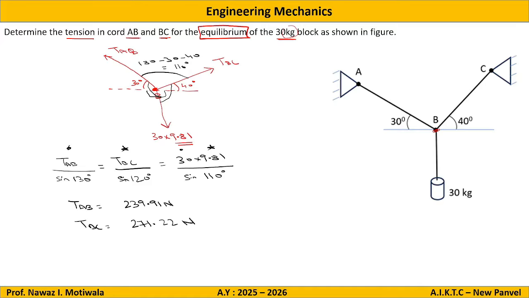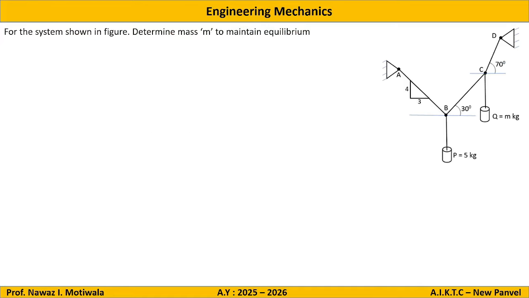Let us proceed to the next question, which says, for the system shown in the figure, determine the mass M to maintain equilibrium. Again, equilibrium is given here. To maintain equilibrium. Now, if you observe, there are two points on which the masses are attached. One is point B and one is point C. So I will make two free body diagrams. One will be for point B, and one will be for point C.